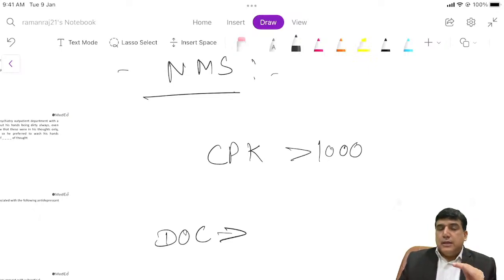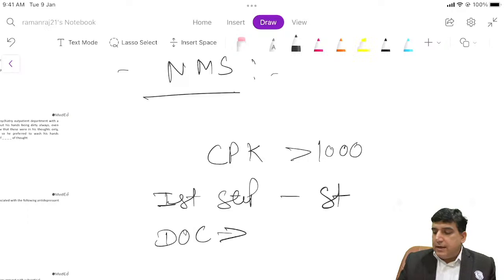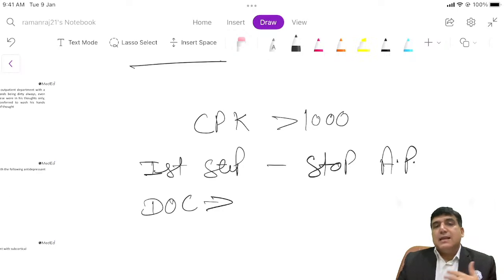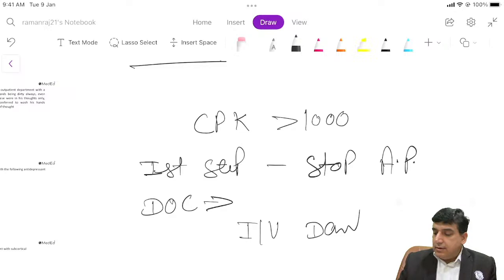If they ask the drug of choice in NMS, here also be very careful, like in akathisia I was telling you. They can give you a description of neuroleptic malignant syndrome. If the examiner is asking what's the first step, then your answer will be stop antipsychotic. So the first step in neuroleptic malignant syndrome is to stop the antipsychotic. If they ask the drug of choice, then you have to go for what? IV dantrolene.